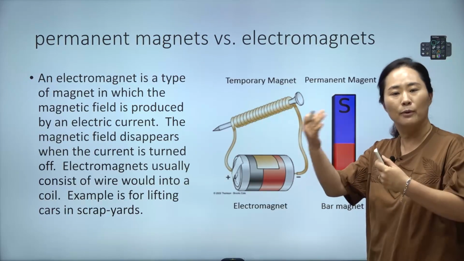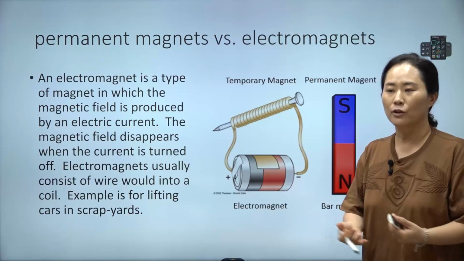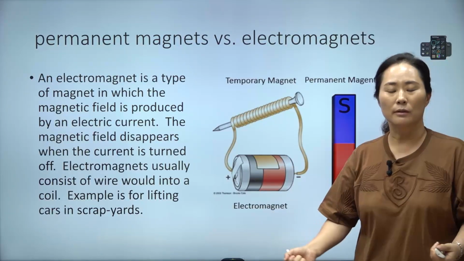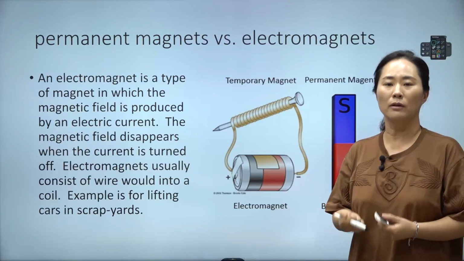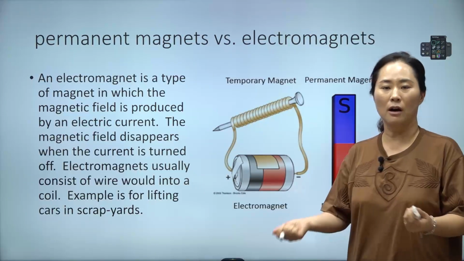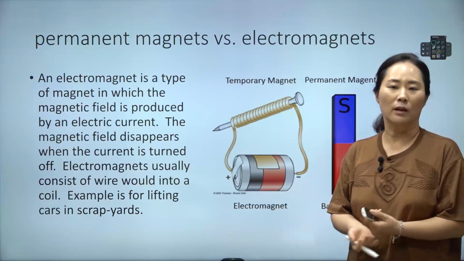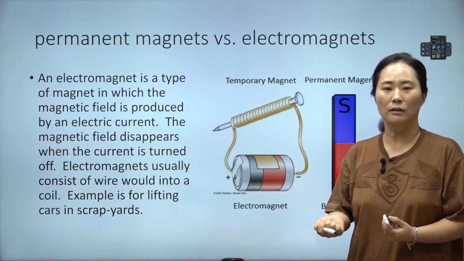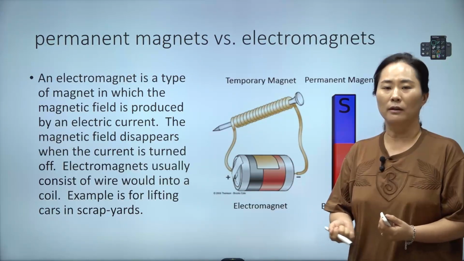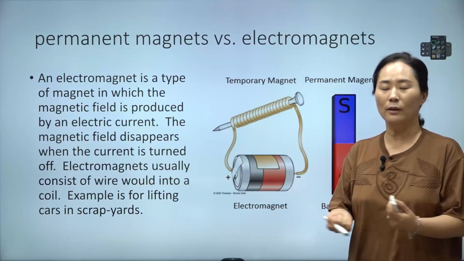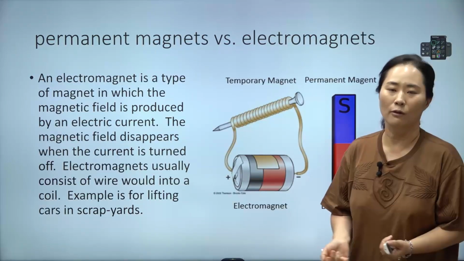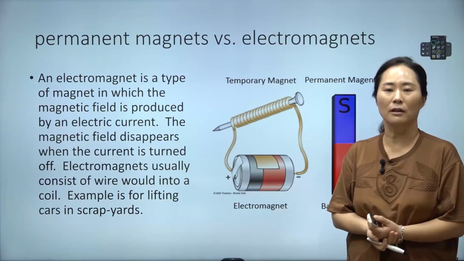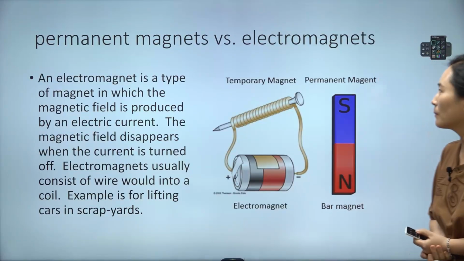So they put the current on, they can use the magnetism to lift up the heavy car. When the current is gone, it's not working anymore. So they just turn on the current for lifting up. If they don't have to use it, they just turn the current off, and then it does not have the characteristics of magnetism.